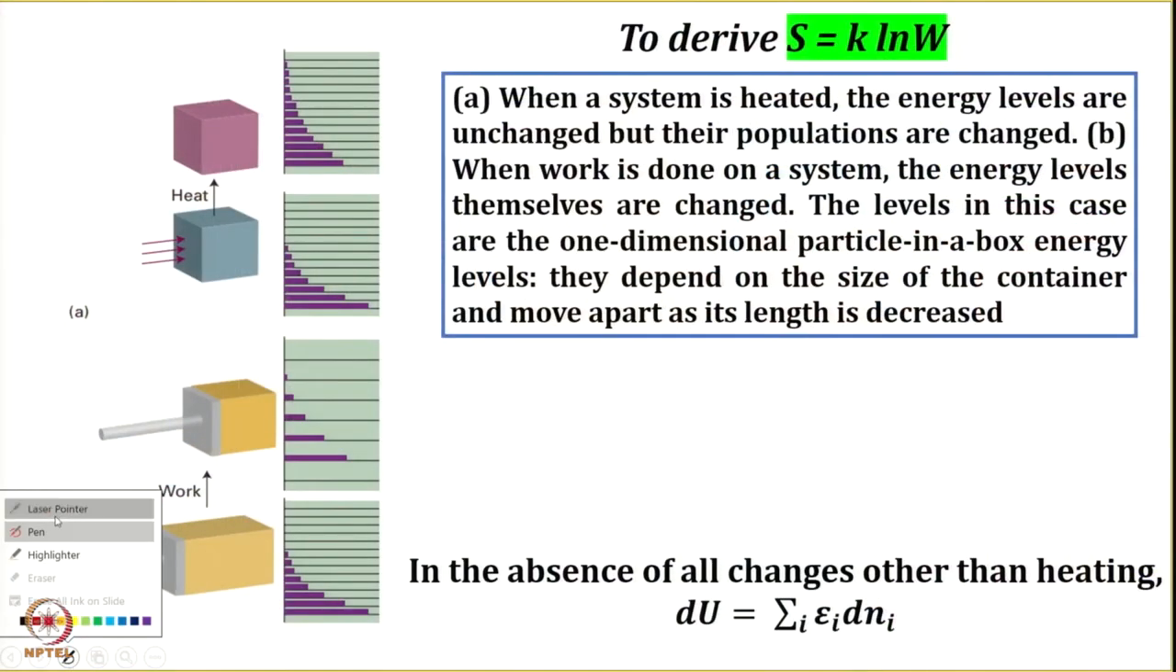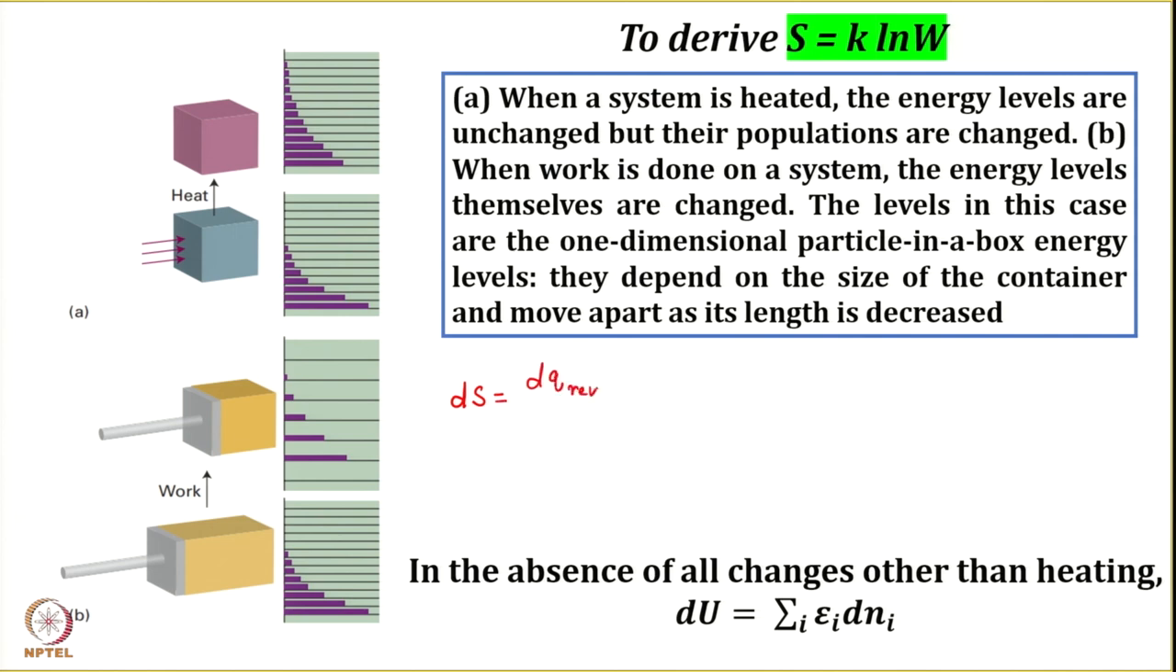Our first goal is going to be establishing a relationship between entropy and the weight of a configuration. Now, how do we go about this derivation? Remember that the definition of change in entropy dS, from the discussion in chemical thermodynamics, we defined as dQ reversible by T. Keep it in mind that dS is not just equal to dQ by T. dS is equal to dQ reversible by T. That means you have to connect the path reversibly.